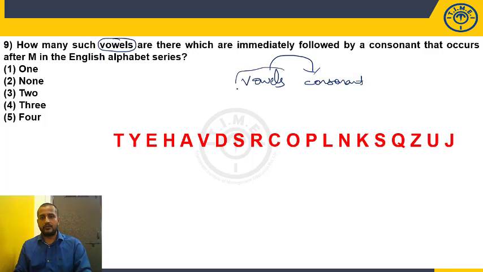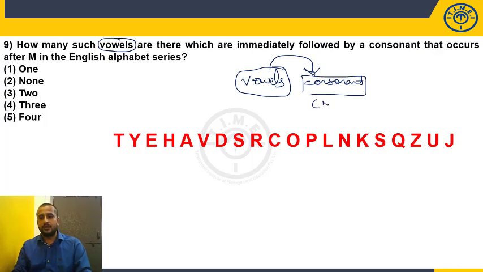You will be focusing on vowels because we have a smaller number of vowels: A, E, I, O, U, only 5. So by focusing on vowels, you can complete it in less time. How many vowels are there which are immediately followed by a consonant that occurs after M in the English alphabet? Again, we have one more condition for that.